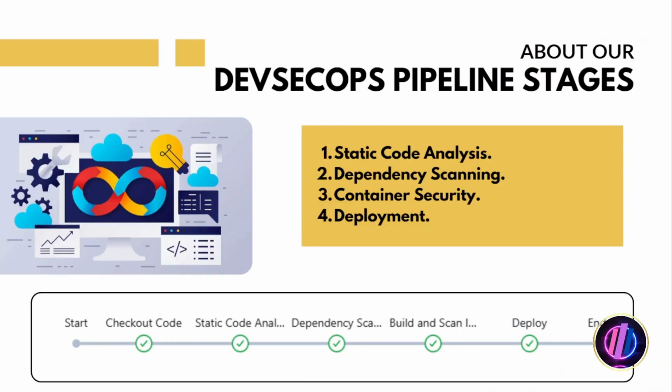A DevSecOps pipeline consists of several security stages. These include source code analysis to detect security flaws in source code, dependency scanning to check for vulnerabilities in third-party libraries, container security scanning to identify security issues, and deployment using Docker and Jenkins to securely release the application. Now let's look at the tools that help us to implement these security measures.